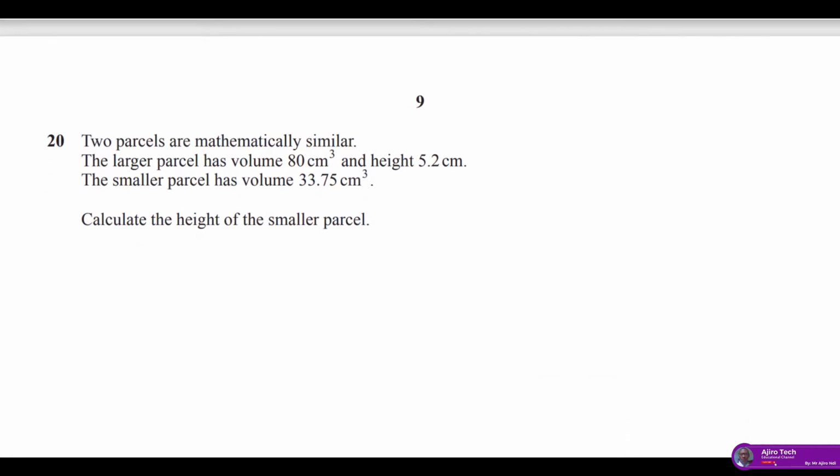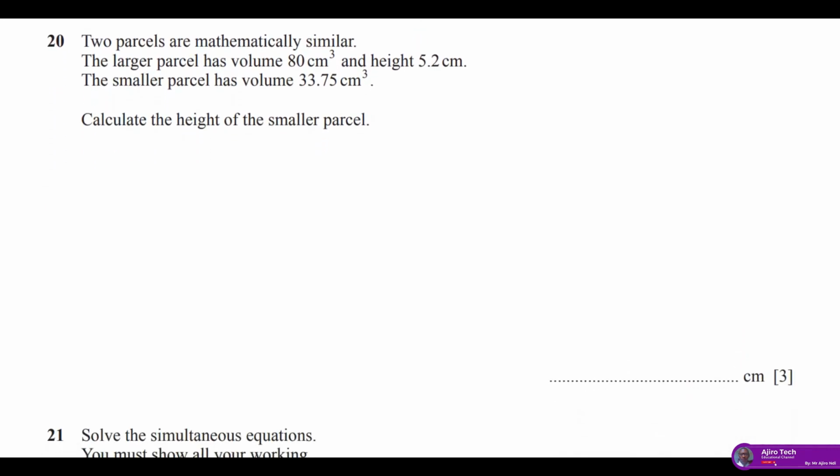Now, number 20. Two parcels are mathematically similar. The larger parcel has volume 80 cm cubed and height 5.2 cm. The smaller parcel has volume 33.75 cm cubed. Calculate the height. Now, we are comparing volume and height. Height is just length. So the volume ratio should be equal to the length ratio cubed.